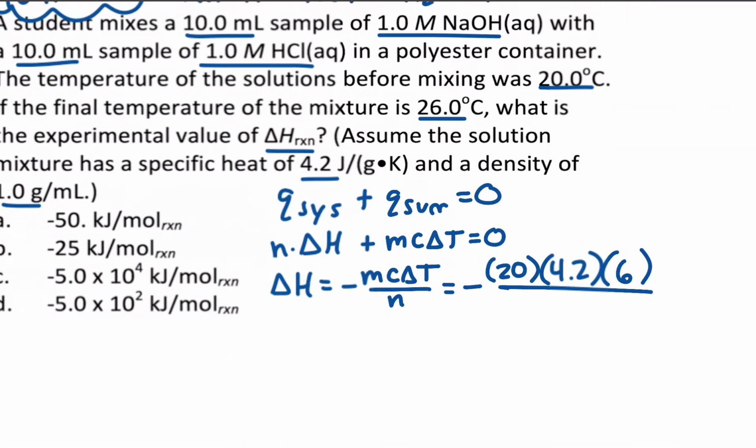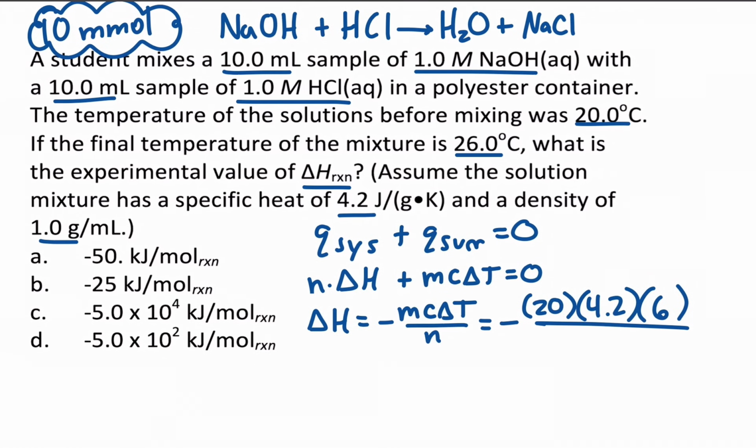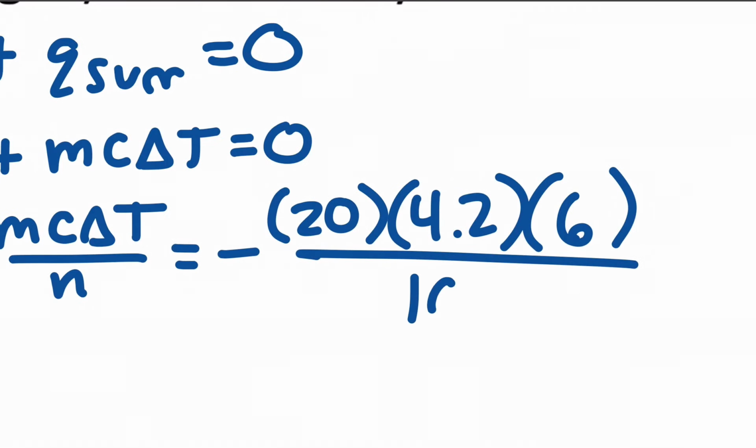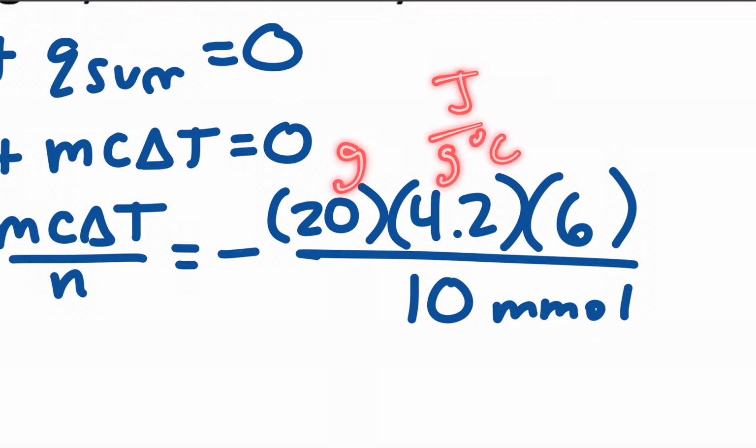What's n? n is our moles of reaction, which is based on your moles of limiting reactant, which is frankly either of those things. So it's 10 millimoles. And if I think about my units, it's obviously millimoles in the denominator. This is grams, this is joule per gram degrees Celsius, and this is degrees Celsius. So we're left with joules in the numerator.